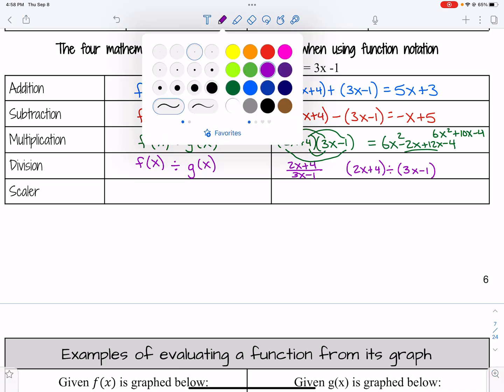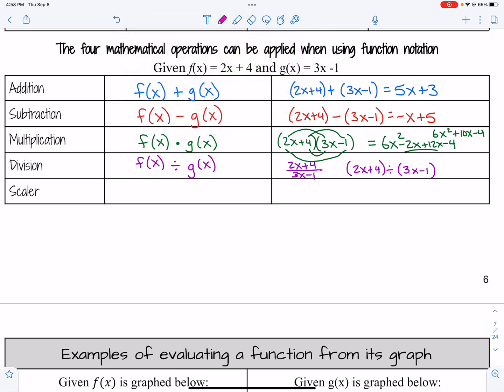And then scalar is to take a number and multiply it by the function. So if you have 3 f of x, for example, that means to take 3 and multiply it by 2x plus 4. So then we would just distribute the 3 and get 6x plus 12. And the same thing for any function.